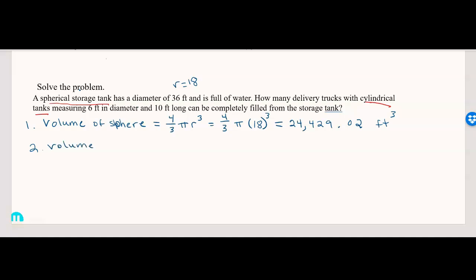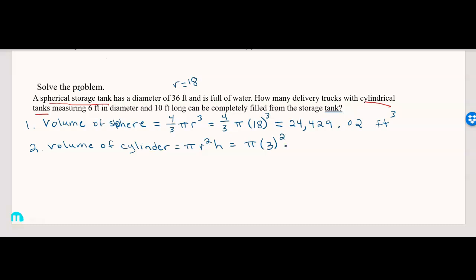Remember that they're going to be emptying out into cylindrical tanks. So what we want to do here is find the volume of a cylinder. And we know that that one is pi r squared h. So I'm going to take pi. Now the radius, did it tell us the radius? Let's see, it told us, 6 feet diameter. So our radius would be 3. And it gave us the height. It says long, but that's also your height.